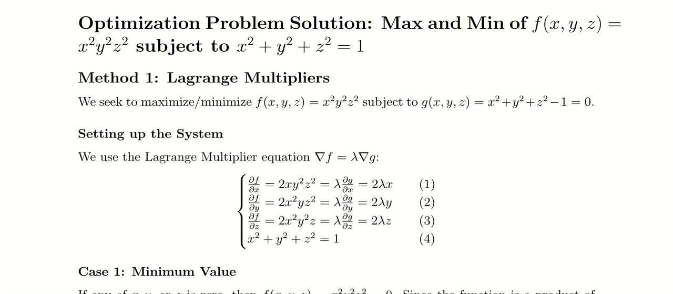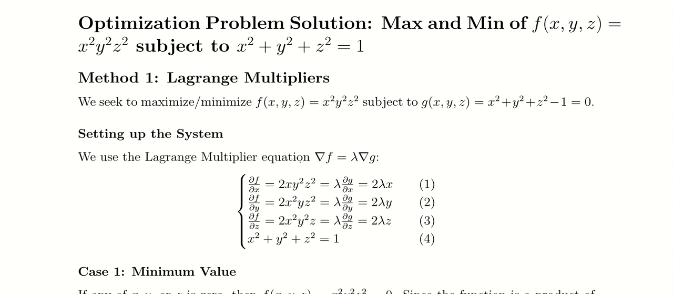We want to find the max and min of f(x, y, z) = x²y²z², subject to x² + y² + z² = 1. So we're going to do this using Lagrange multipliers. We want to find the gradient of f and set it equal to lambda times the gradient of g. G is just going to be the constraint equation, moving the 1 over to the left.